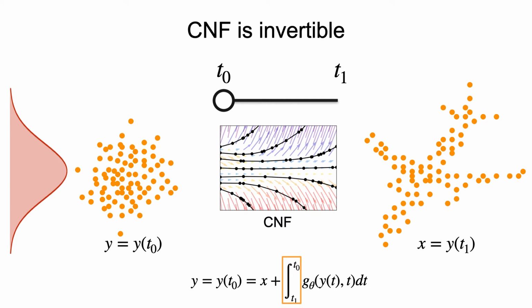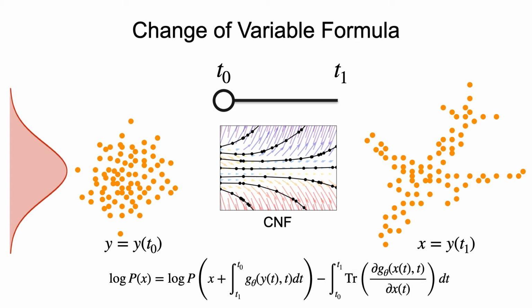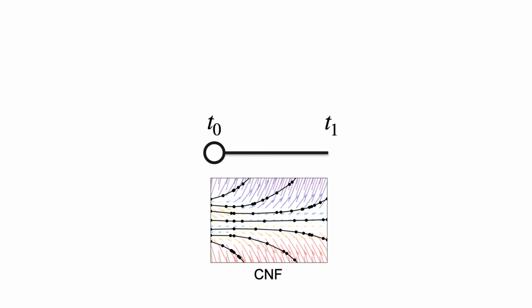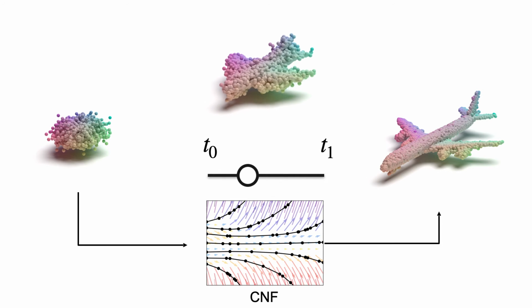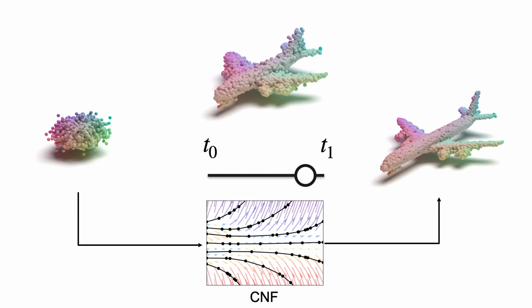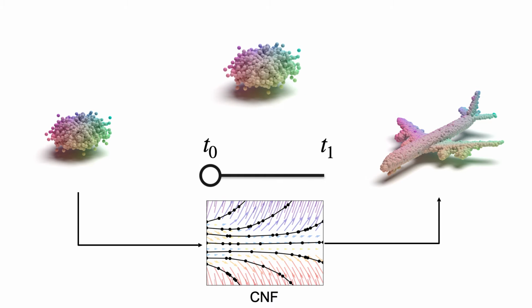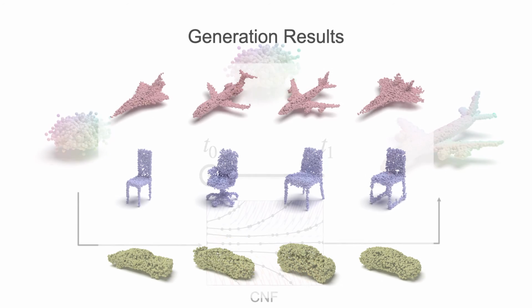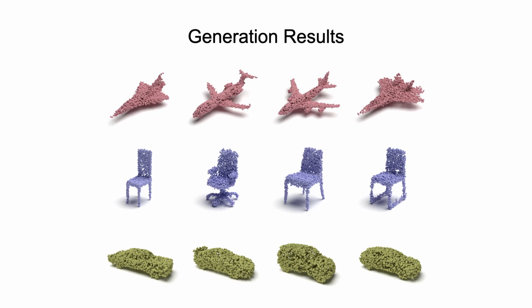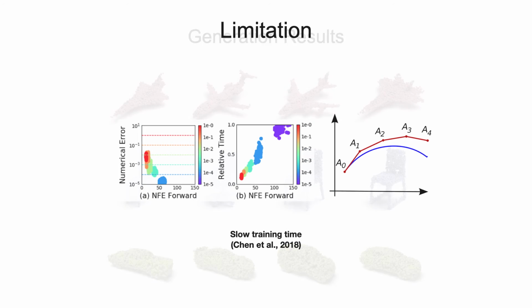A nice property about CNF is that they are invertible, so the inverse of CNF is obtained by simply flipping the integration direction. Thanks to the fact that they are invertible, we can use the change of variable formula to compute the log likelihood of the output x. This allows us to train CNF with maximum likelihood training. Here's a visualization of a CNF transforming 3D points between a Gaussian and an airplane. We also apply CNF to model a distribution of latent code. With that, PointFlow can achieve state-of-the-art point cloud generation results. We can see that PointFlow is able to generate diverse and realistic point clouds.